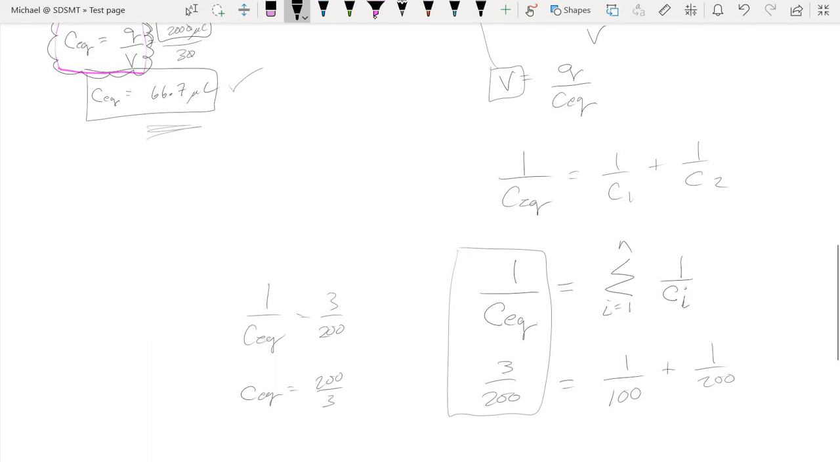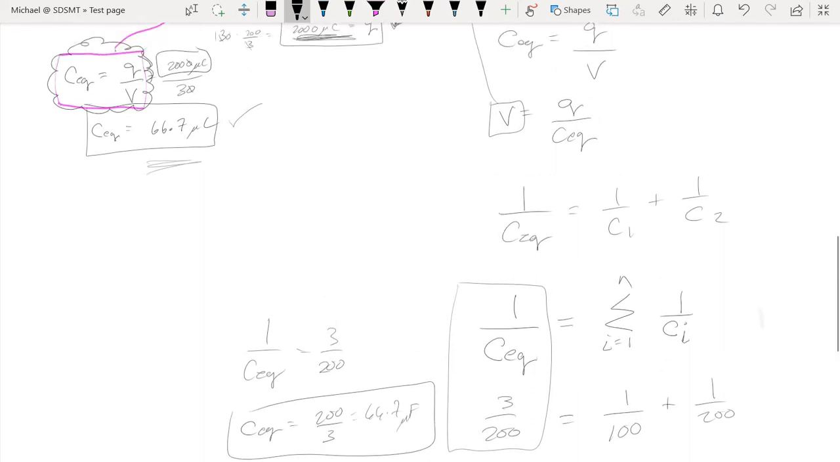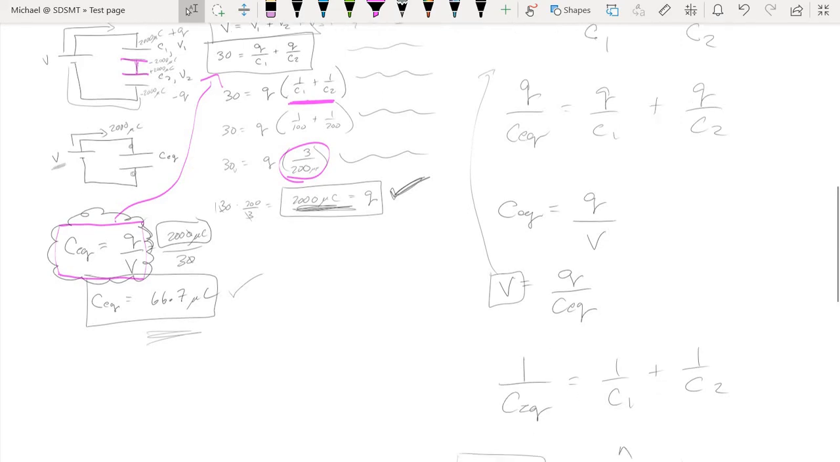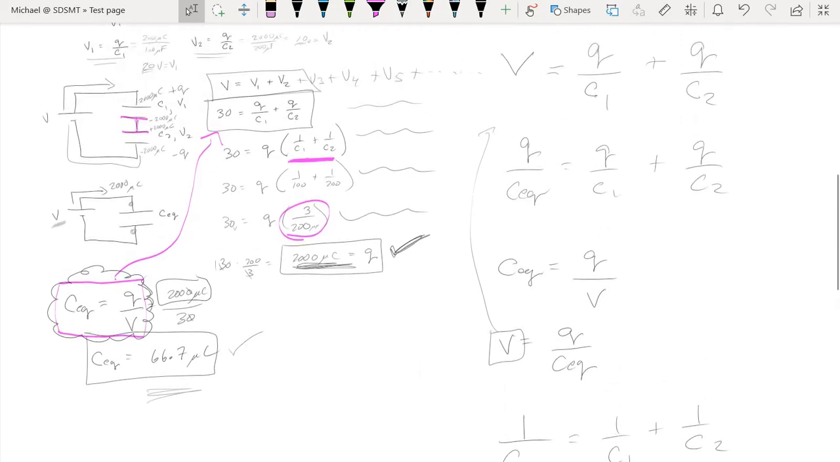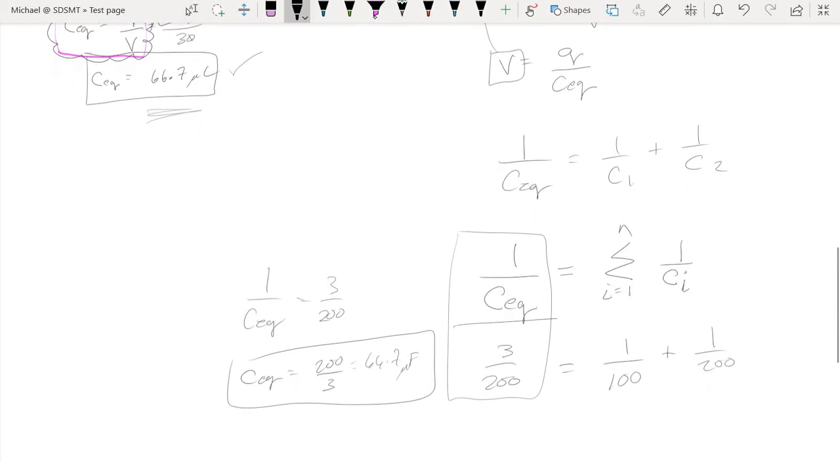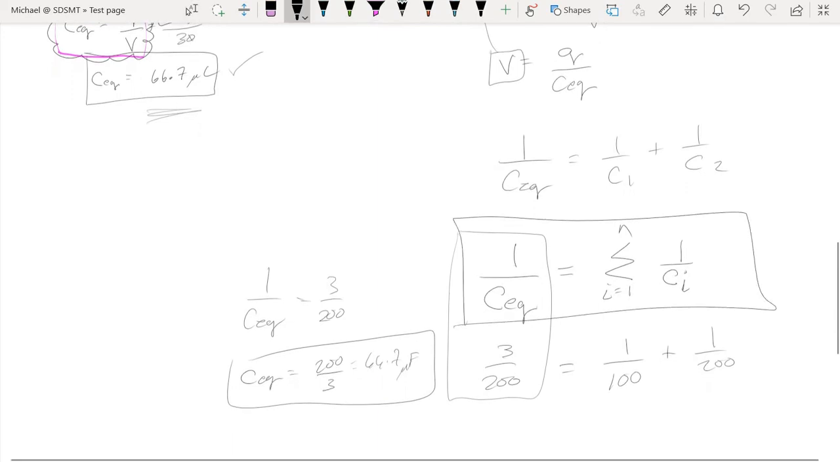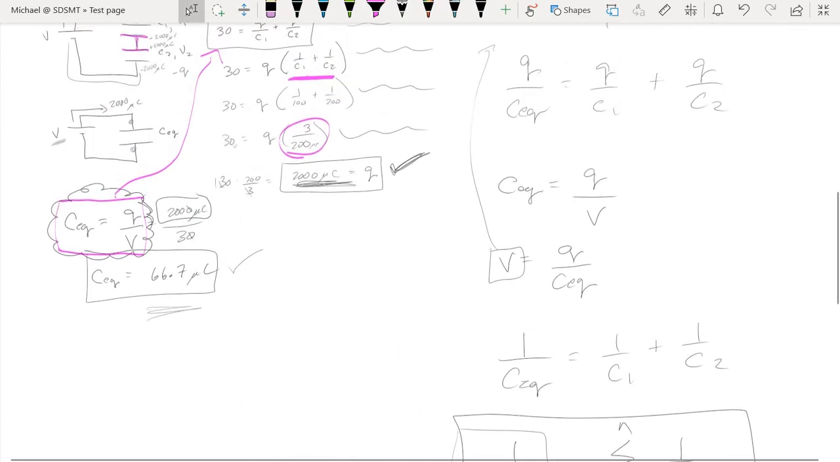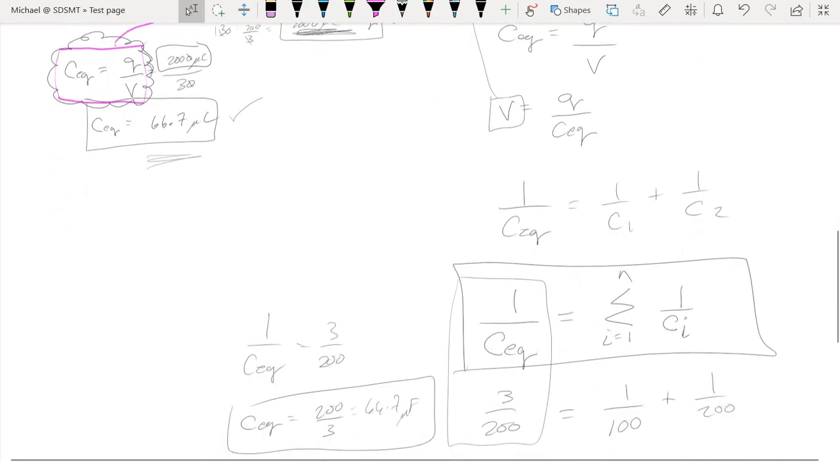The equivalent capacitance would be 200 over 3, which is 66.7 microfarads. Well, why is it helpful to find the equivalent capacitance? Well, for starters, you can perform this method of combining the capacitors without having to involve the potential of the battery or the charge on the capacitors. We can just combine them right away, and we can get an equivalent capacitance.